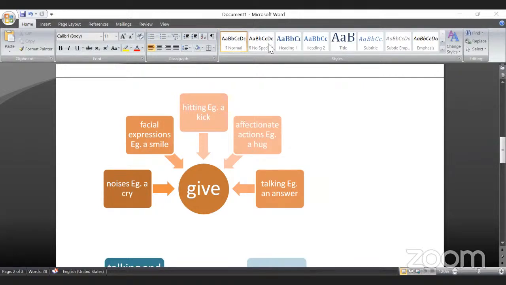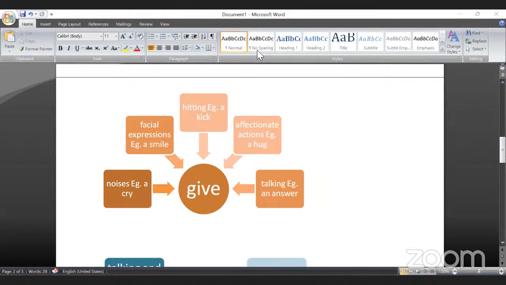Nouns related to hitting. Give a hard time. Yes, that's also right. Example, a kick. Give a kick. Now, affectionate actions. Example, give a hug. Okay, give a hug.